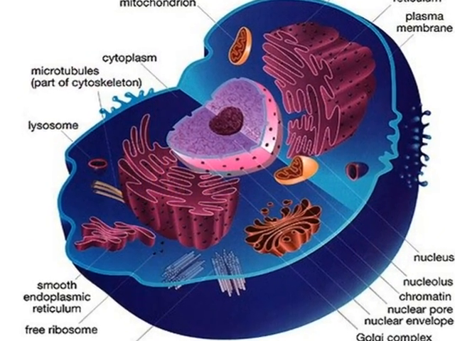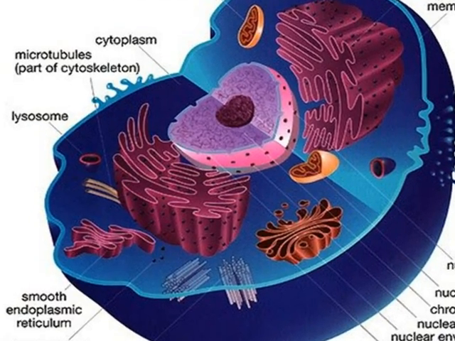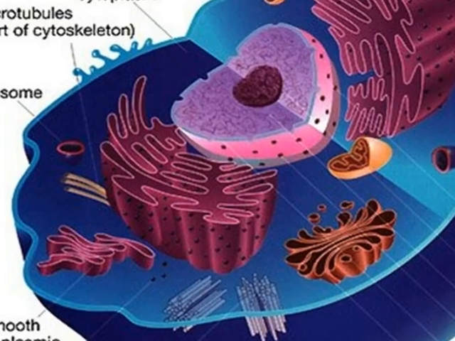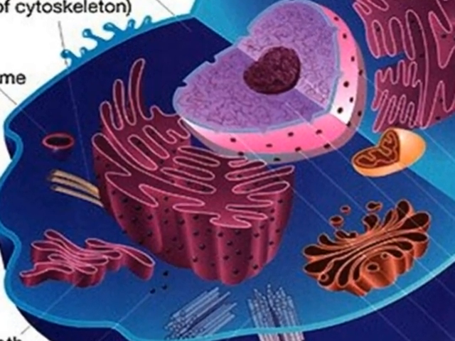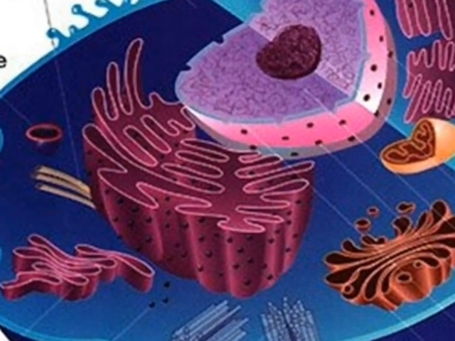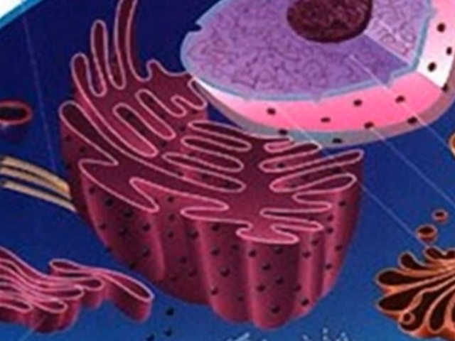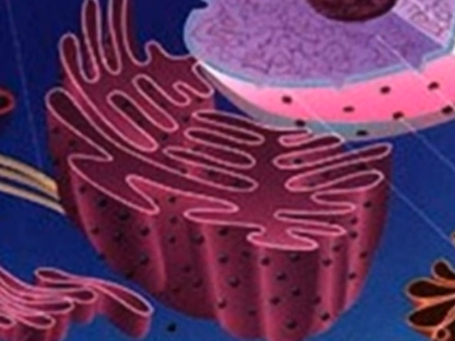Now we are moving to the inside of the cell. The first thing that we will go to is the endoplasmic reticulum. The ER is what synthesizes lipids and metabolizes carbohydrates. There are two types of ER, rough and smooth. The rough ER has ribosomes and the smooth ER does not.